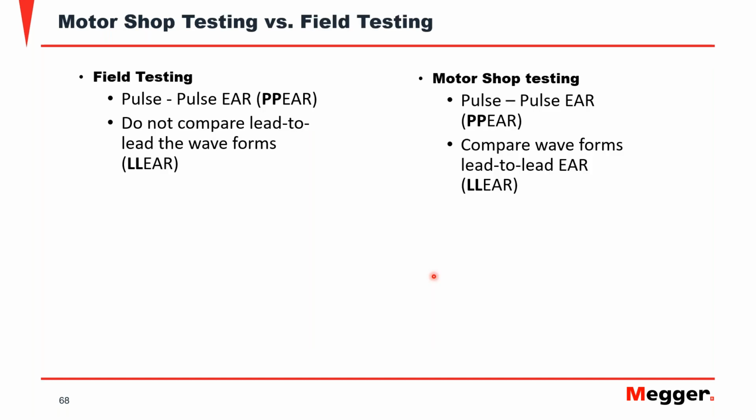So again, when we are testing in the field, we are supposed to use a pulse to pulse EAR, because pulse to pulse compares the winding against itself. But when you're testing in the motor shop, where you can remove the rotor, you can use both the pulse to pulse, comparing the winding versus itself, but you can use the line to line comparison, because since the rotor is not in, then we have equivalent inductances between the three phases.